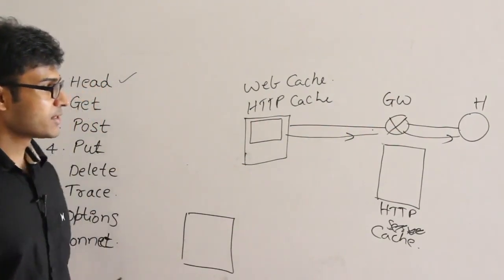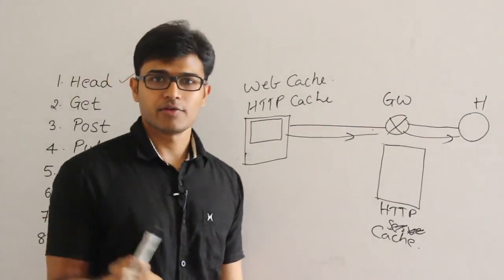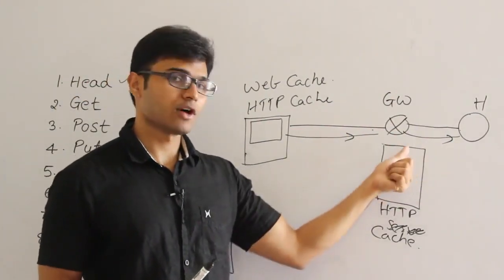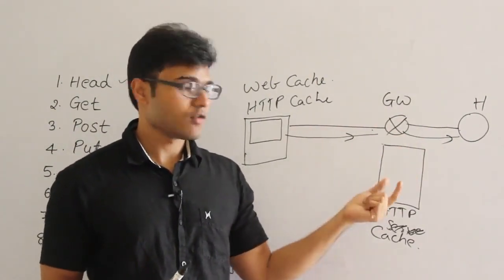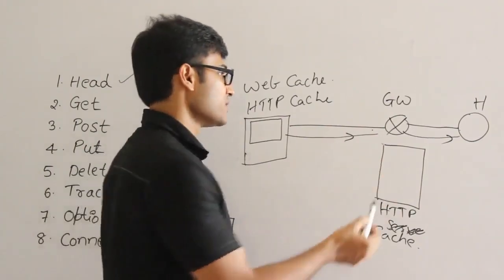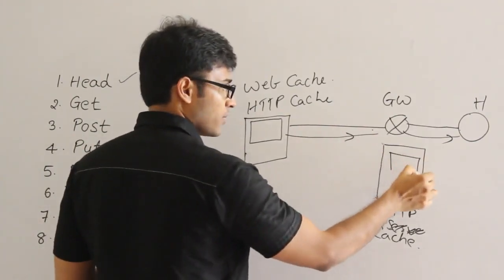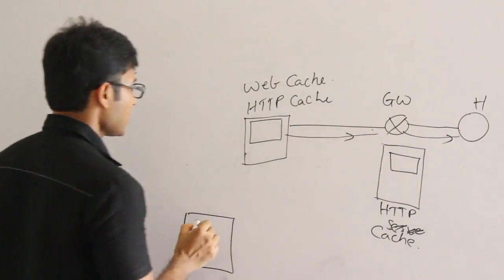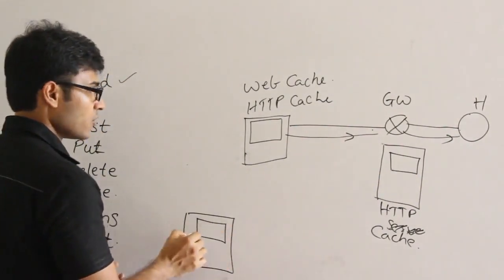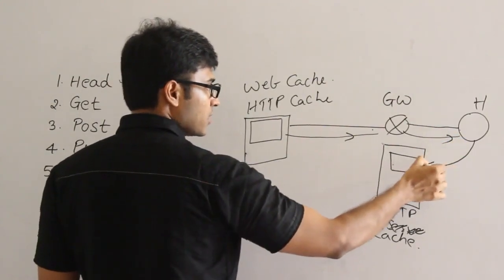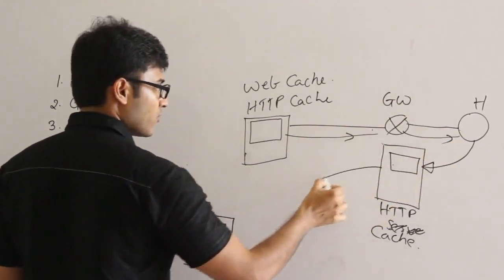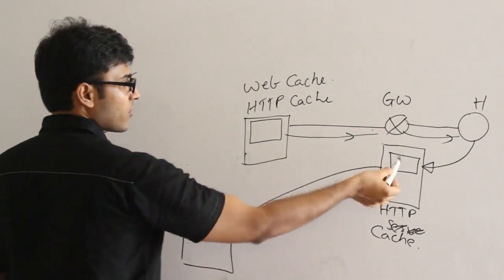But the problem is, the blog might have been modified. You have asked for a blog now, and that blog has been modified after this old copy was stored. It has an old copy and the server might have updated it to a new one. Whenever you ask for this copy of the blog, it will first check whether the copy it has is fresh or not.